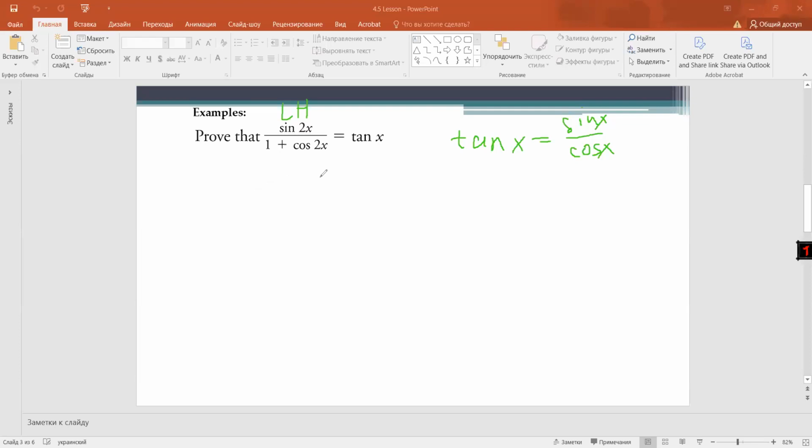Let's see how we can convert cosine 2x. First of all, sine 2x equals 2 sine x times cosine x. Remember this double angle formula?